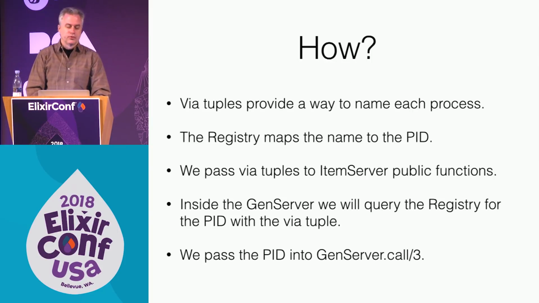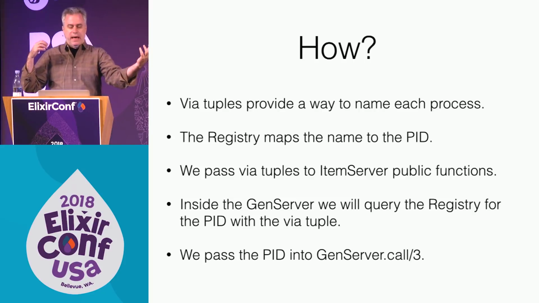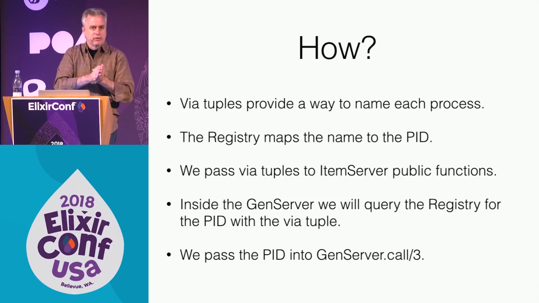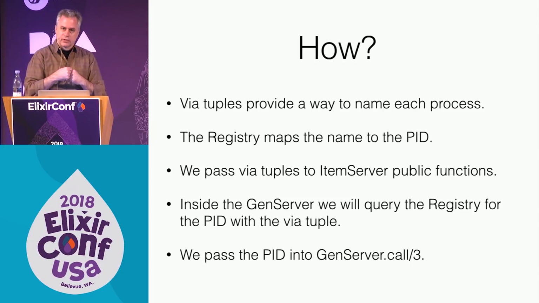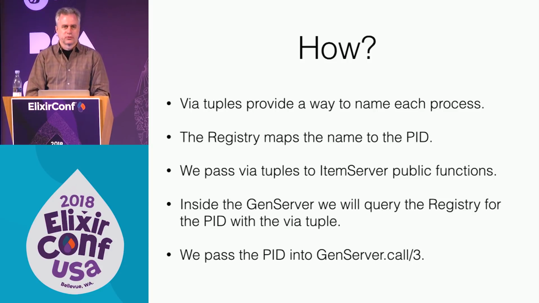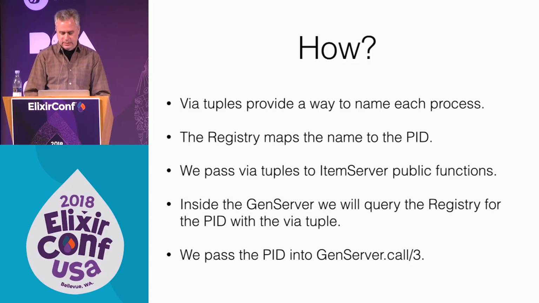So how does that happen? Via tuples are the way to give a process a name. The registry, which is actually relatively new in Elixir, allows us to map names to PIDs. And we can pass the via tuples around to any of the public functions that we have in our gen servers. And then inside the gen server, we'll query the registry, figure out what the actual PID is, and pass the message along. Interestingly, in the early days, before the registry, we wrote our own custom process registries. That was a legit thing to do, and you can do it. It's kind of fun. Originally, we just started with plain maps to hold the data. We used ETS tables after that. And when the registry came along, we decided that that was a good thing to standardize on.